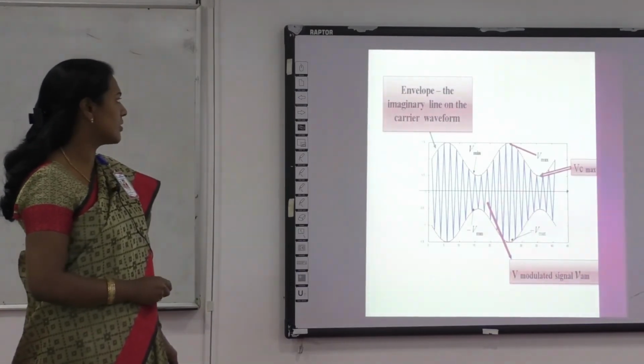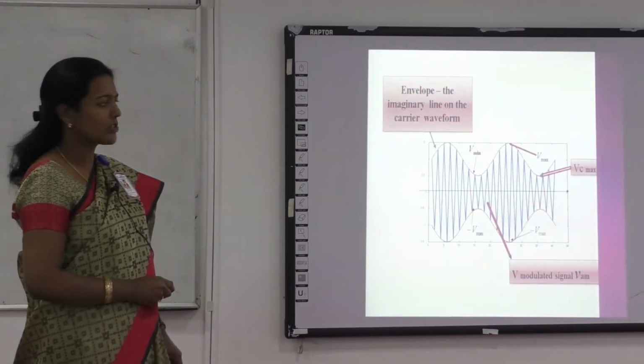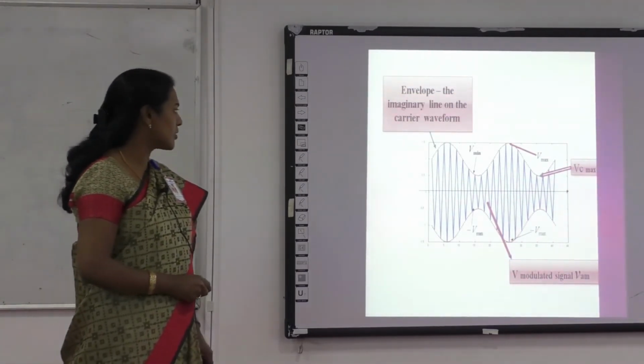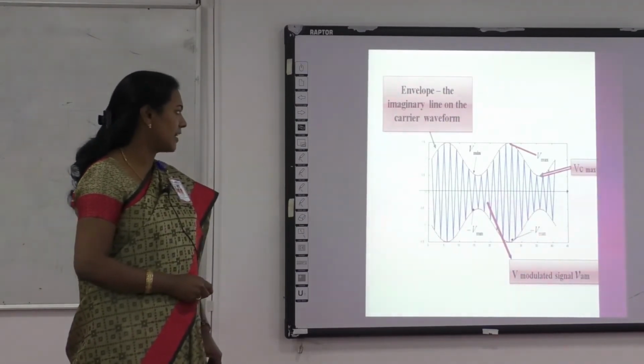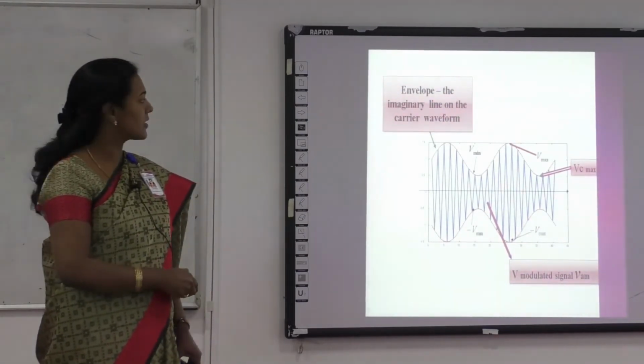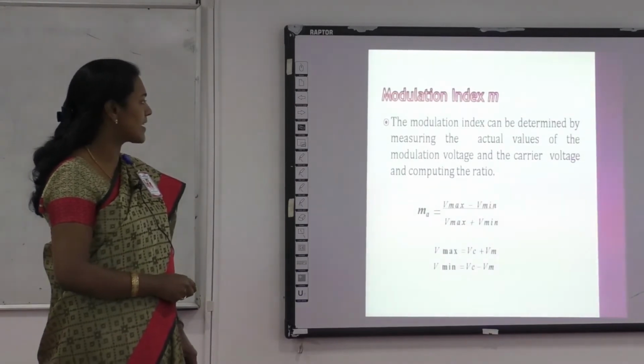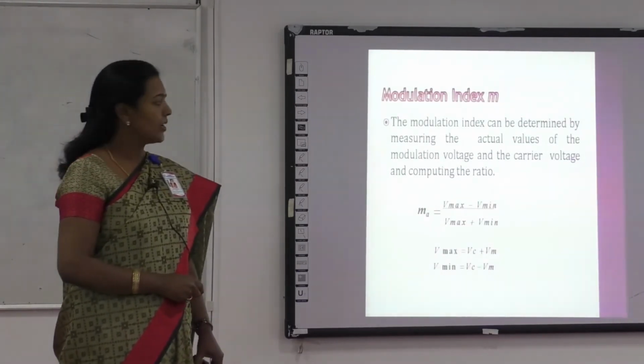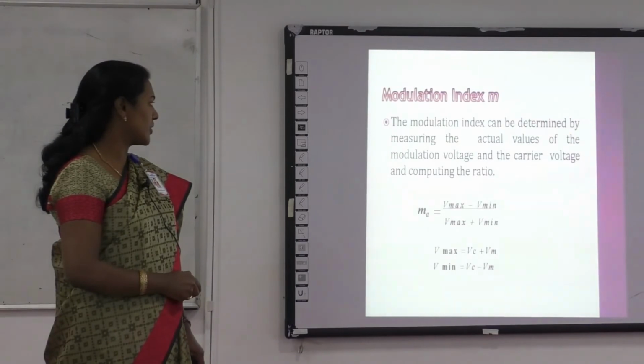So in this case, you can see V min is the minimum voltage of the carrier, and V max is the maximum voltage of the carrier. Similarly, here also the negative voltages, minus V min and minus V max, will come into the picture. From this, we can derive the expression MA is equal to V max minus V min divided by V max plus V min.